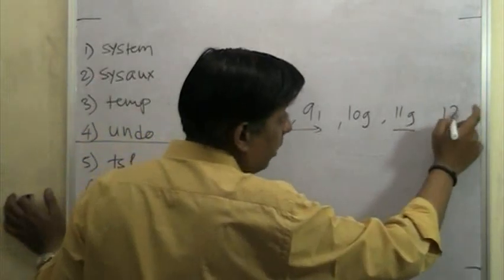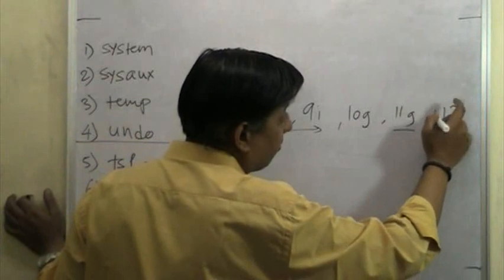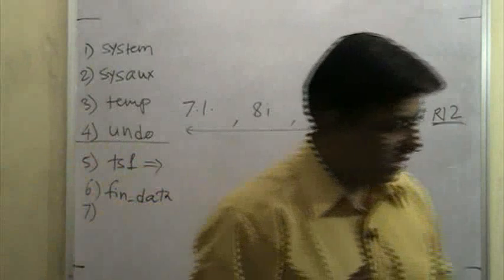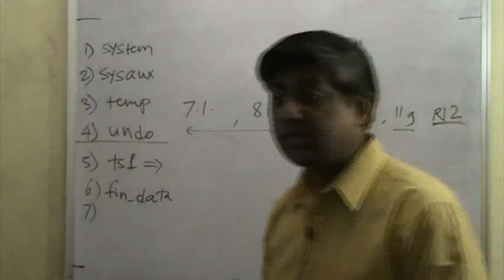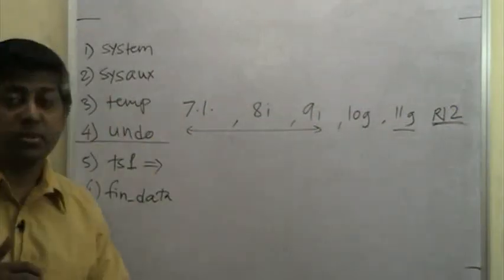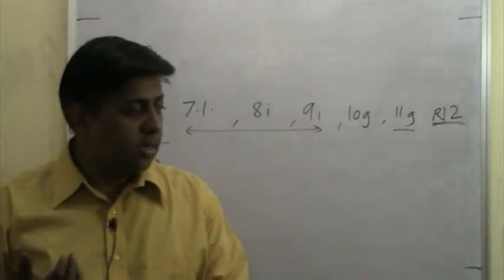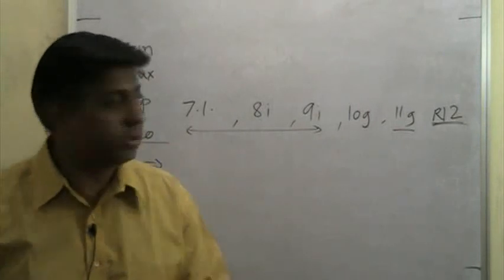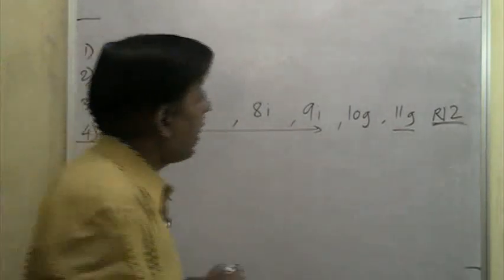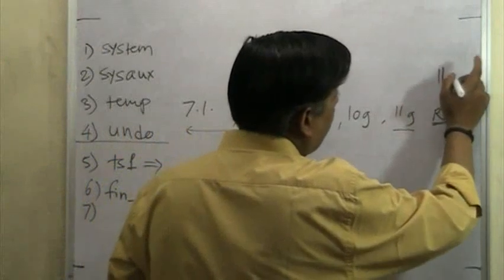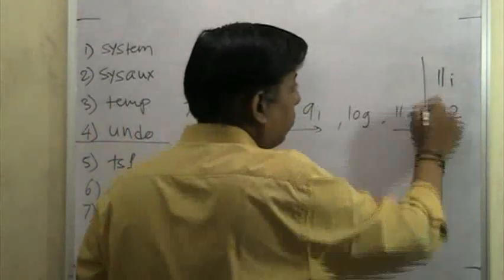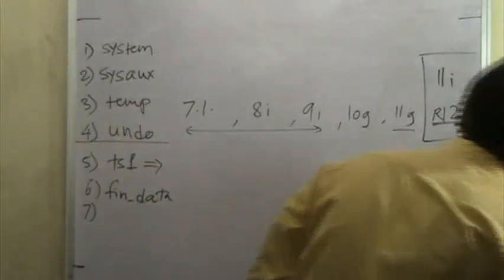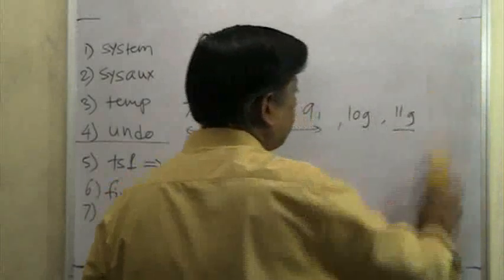There is nothing called as 12, but you must have heard of 12R or R12. This is not a database. Anybody who has heard of R12? R12 is basically their Oracle apps, which is basically what we call the accounts payable, accounts receivable. All those are ERP applications. They have a different naming convention. They had even 11i, and now they are calling it R12. So that is a totally different animal. That has nothing to do with our databases. So our databases are only till 11G.